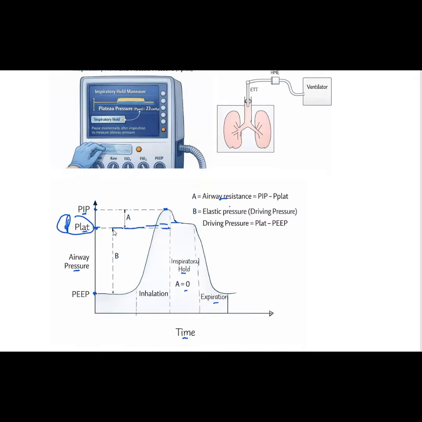Here we can see the B. Our B is the difference between the plateau and the PEEP. That difference between the plateau and the PEEP is the elastic pressure, and that elastic pressure is also the same thing as the driving pressure. So the driving pressure is the difference between the plateau pressure and the PEEP. Let's see how we're going to apply this information.